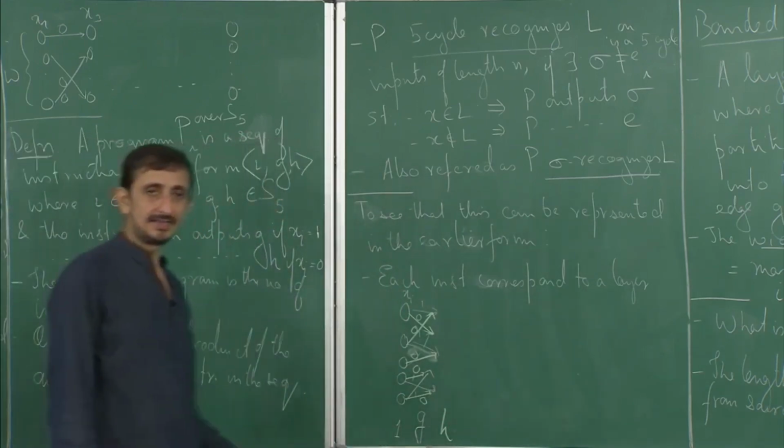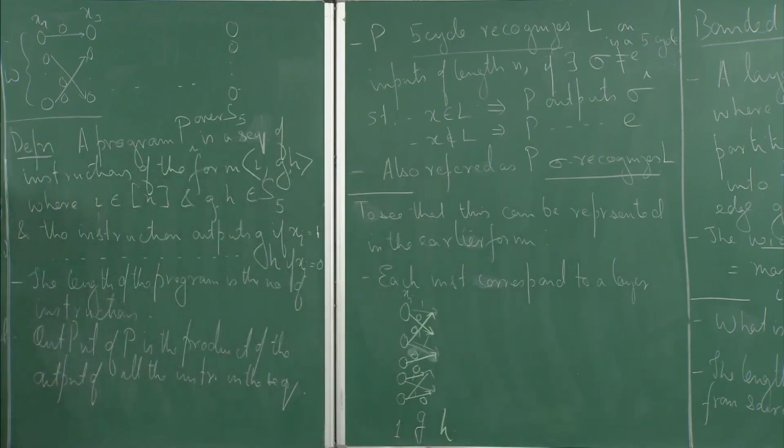Now, what about the start and the accept node? How do I define the start node and the accept node here?